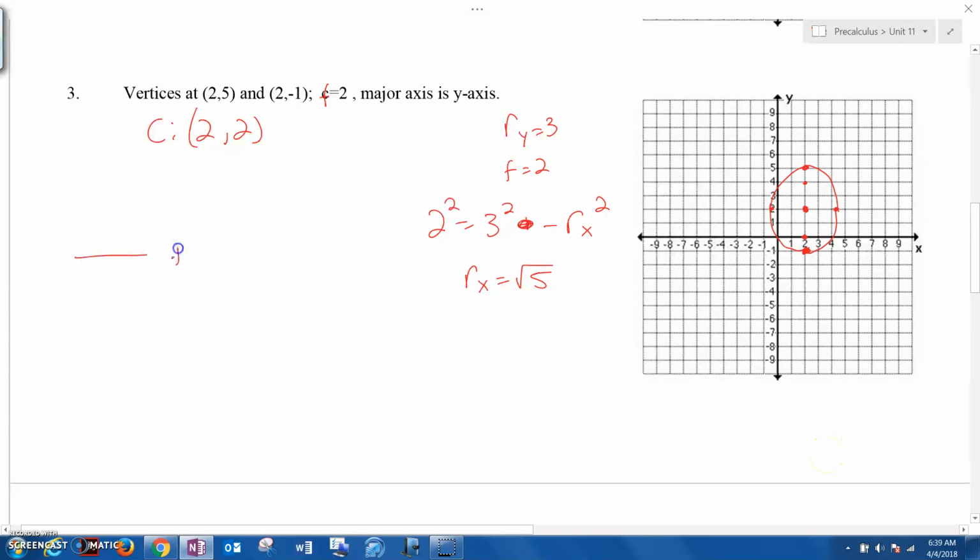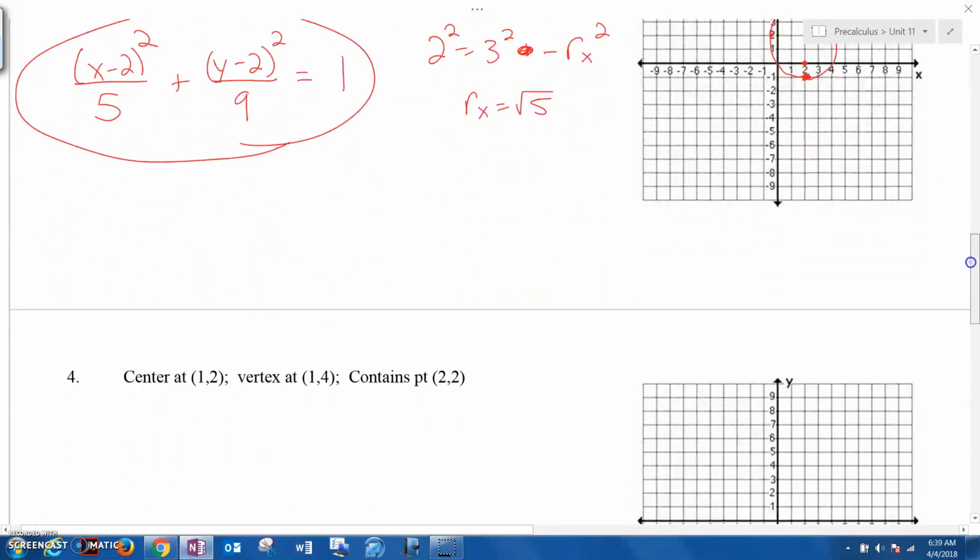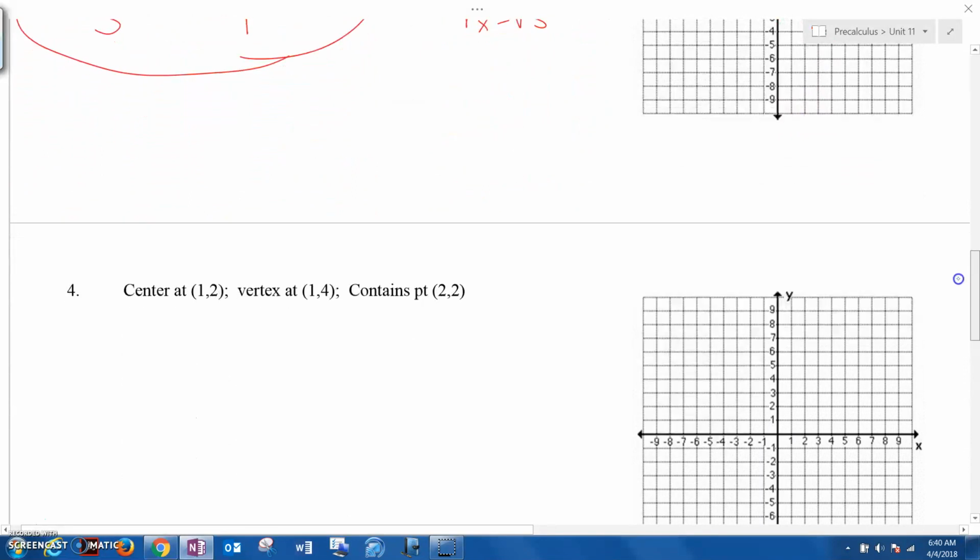Now, it's a little different here. Now that the center is (2, 2), we have x minus 2 and y minus 2, both squared. Rx is root 5, so when you square that, that becomes 5. Ry was 3, the radius is 3, so we square that, we get 9. And that's our equation. Alright, we're doing well. So now we have a few other things.